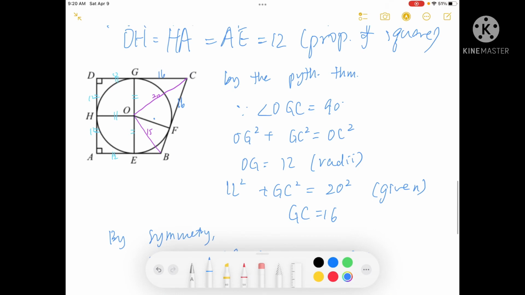To save time, we can find BF similarly. So let's find the perimeter. The perimeter is just all these sides added up. We have 12 times 4 plus 9 times 2 plus 16 times 2. That's 48 plus 18 plus 32. So the final answer is 98.